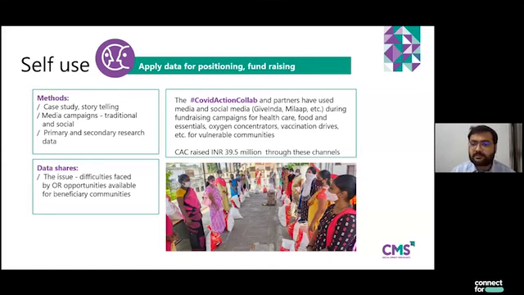Action Collab is one of our projects that works on reducing vulnerability of key populations and vulnerable communities and helps them survive and thrive in the pandemic situation. We have been able to raise about 40 million in funding through effective communication of the data that we collect for our regular M&E work for the program.